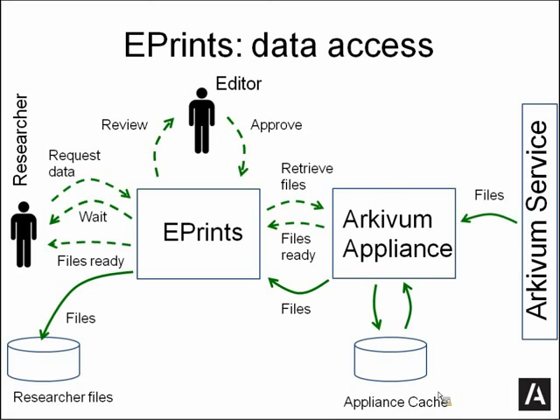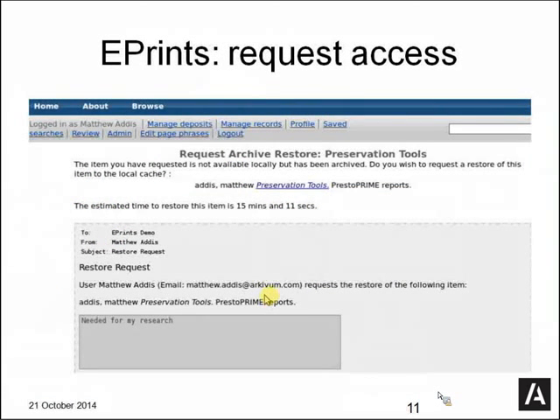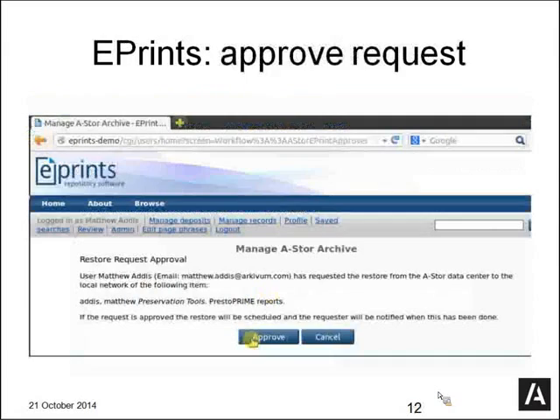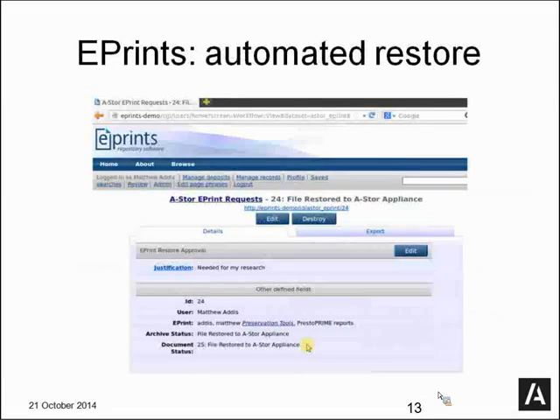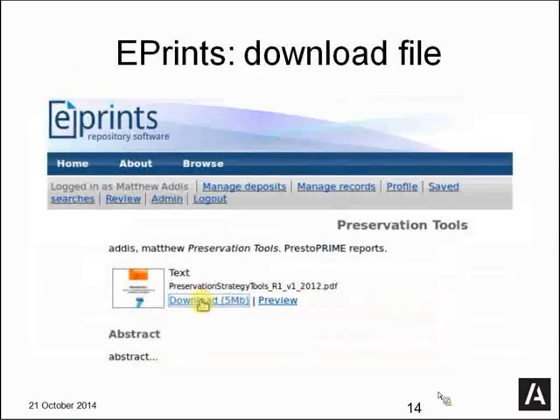And that's all well and good, and it looks a bit like this. So you come along and you ask for access to data with maybe entering some justification. That can then be approved by an administrator. The administrator can see the progress of the restore. The user's then emailed when the data is ready, and they can go in and they can click on the usual download link and grab hold of the data as usual.